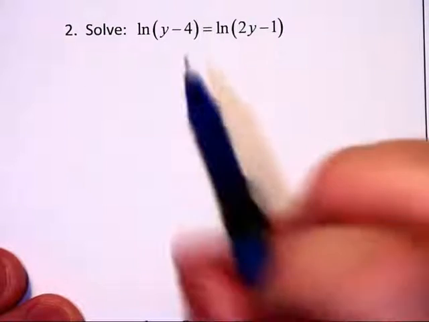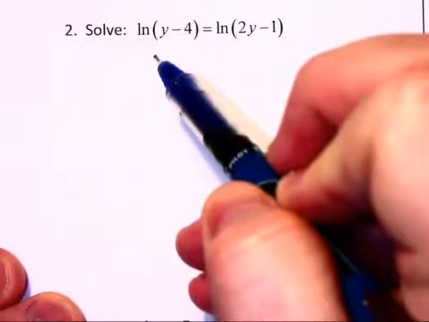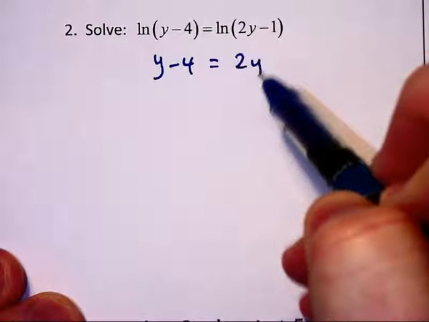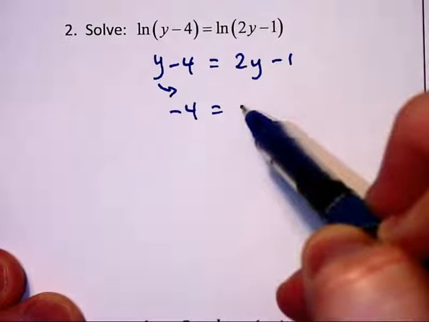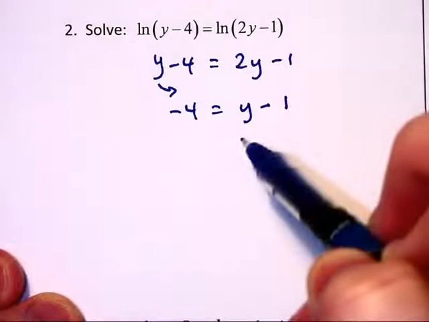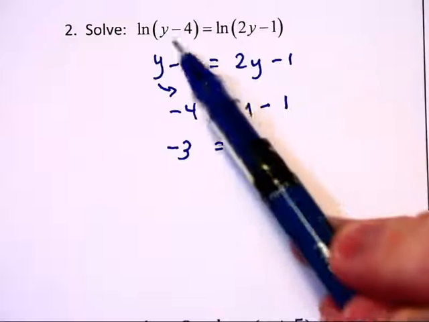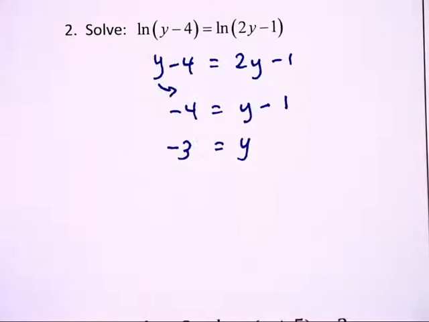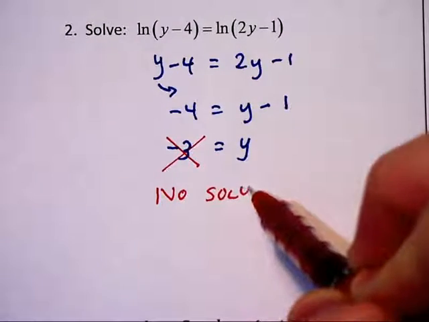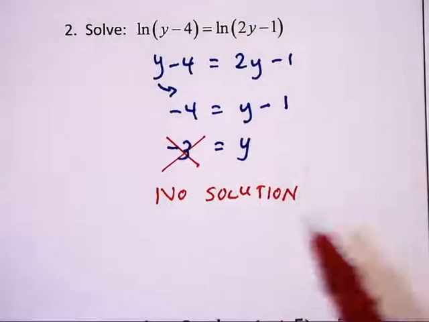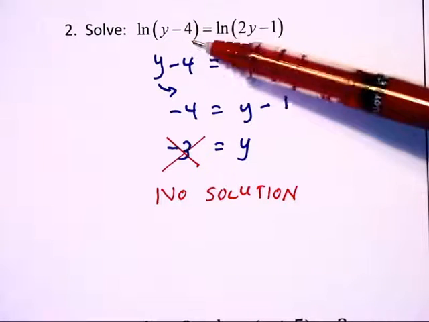In this next problem, I've got natural log of argument equals natural log of argument. So again, I can anti-log each side and just have y minus 4 equals 2y minus 1. I'm going to subtract y off of each side to now have negative 4 equals y minus 1, and adding 1 to each side, I get y equals negative 3. Now let's check this answer. On the left, I get negative 3 minus 4. That's the natural log of a negative number, and that's not allowed. So in this case, we have no solution. You always need to check that when you substitute the solution you get in, the argument does not become negative.